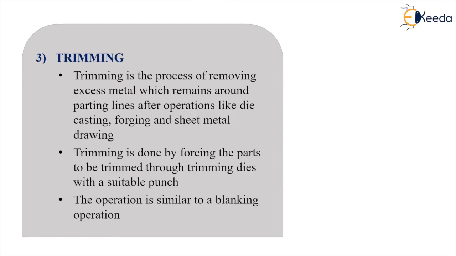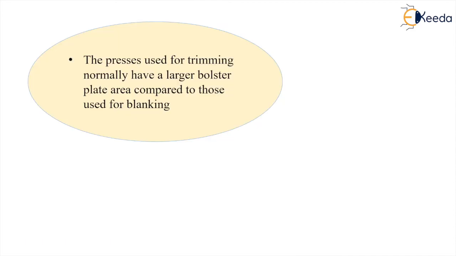The third cutting operation is trimming. So trimming is the process of removing the excess material or extra material which remains around the parting line after operations like casting, forging, and sheet metal drawing. Trimming is done by forcing the parts to be trimmed through a trimming die with a suitable punch. The operation is similar to the blanking operation. The presses used for trimming normally have a larger bolster plate area compared to those used for blanking. So the difference here is that we have a larger bolster plate area than the blanking die. We will see the diagram, we will come to know what the bolster plate is and all.